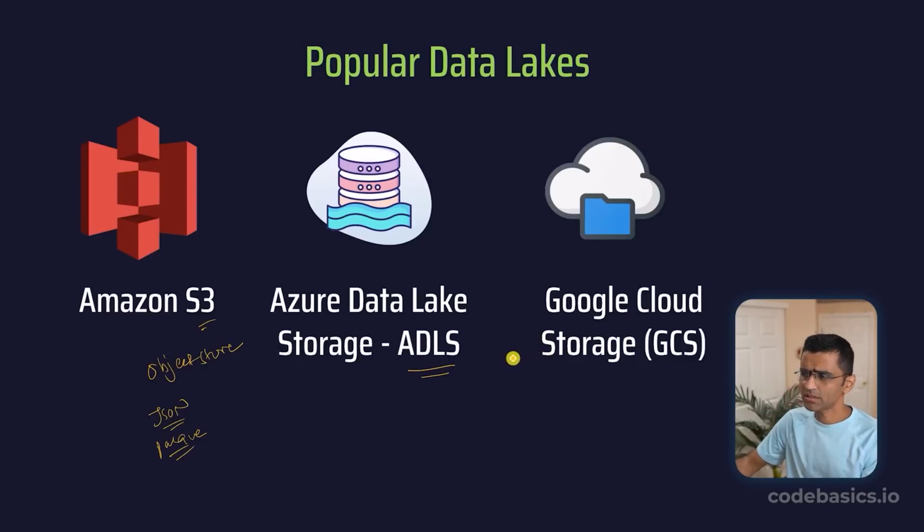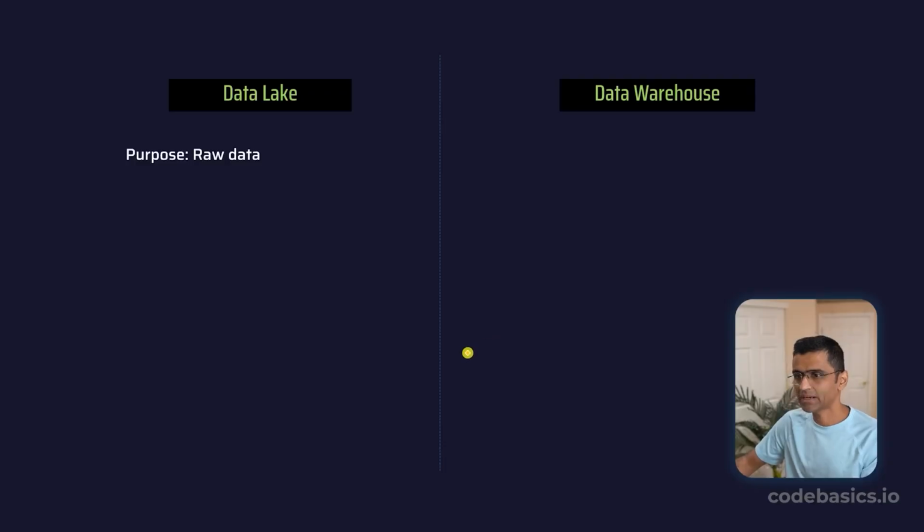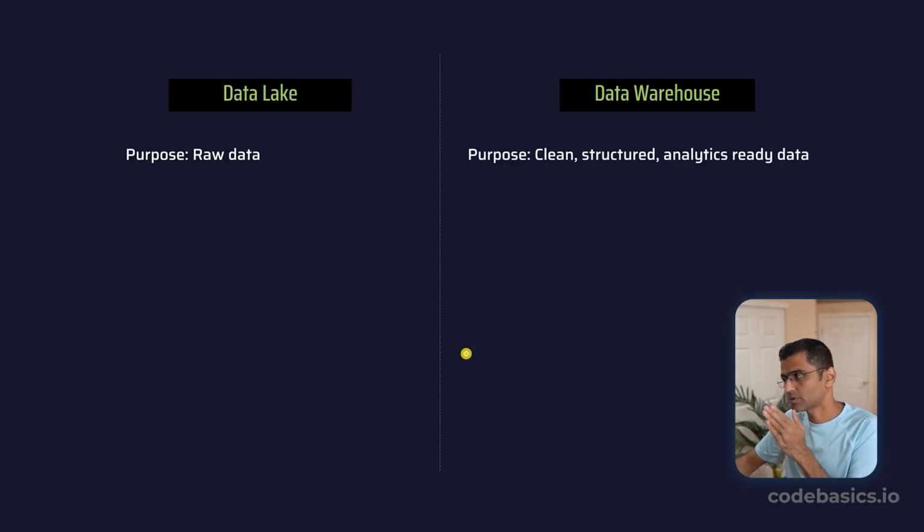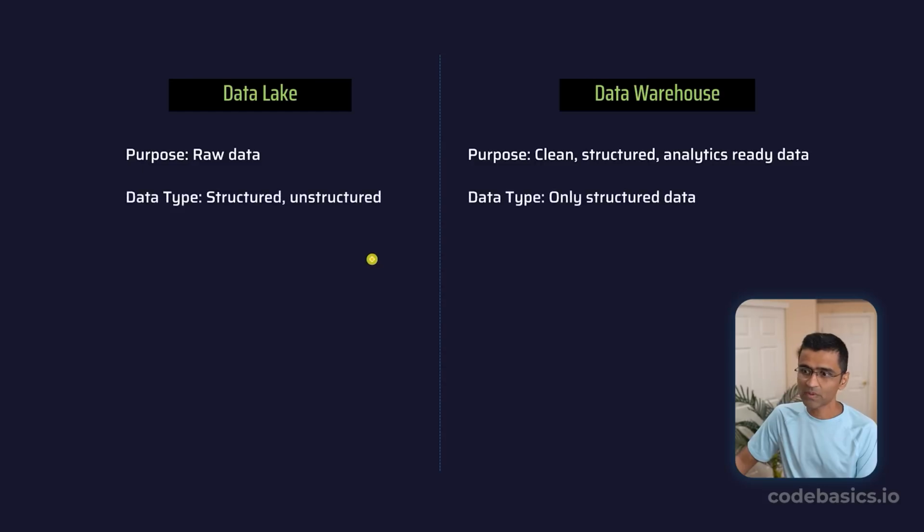But let's summarize the difference between data lake and data warehouse. Data lake stores raw data. Data warehouse stores clean, structured, analytics ready data. It's like you went to a store, bought a bunch of vegetables, which are a little bit dirty and all of that, and you're putting it in some container. That is your data lake. Then you clean them, you cut them, you put them into a fridge. That is your data warehouse.